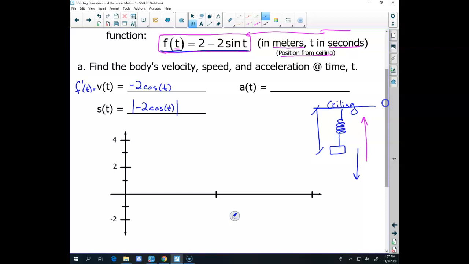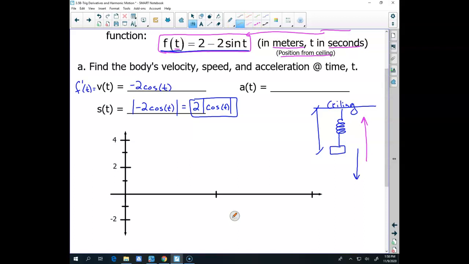I could simplify that a little bit if I wanted, and pull that constant out and say it's 2 times the absolute value of cosine t. And I can drop that negative off because it's inside the absolute value. It really makes no difference to me. This is just my simplified speed function, okay?